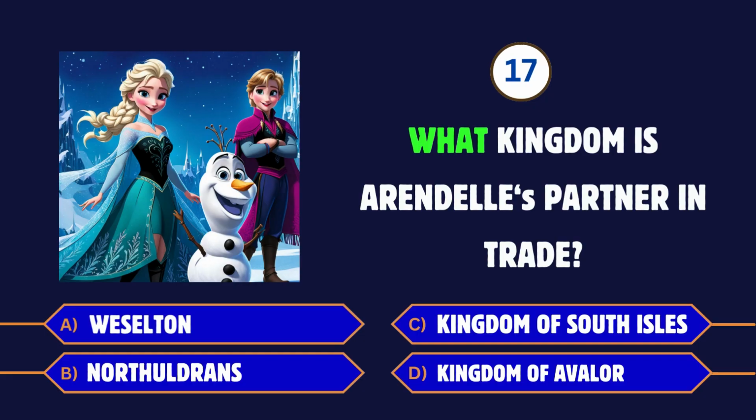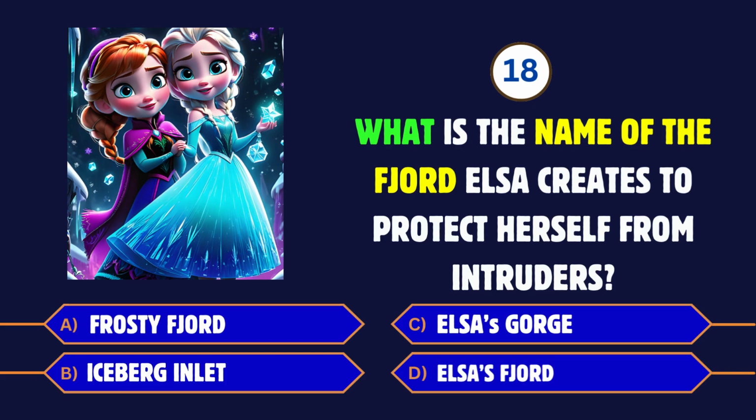Question 17. What kingdom is Arendelle's partner in trade? The correct answer is Wesselton. Question 18. What is the name of the fjord Elsa creates to protect herself from intruders? The correct answer is Elsa's fjord.